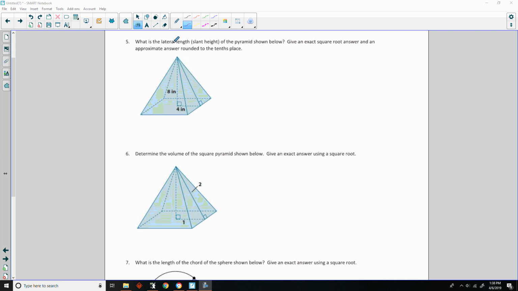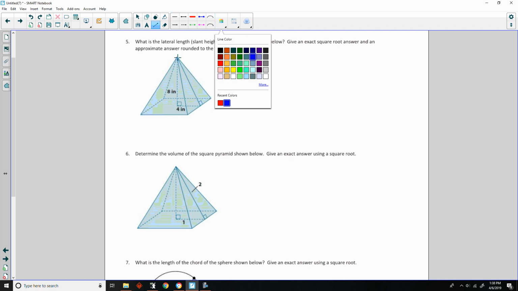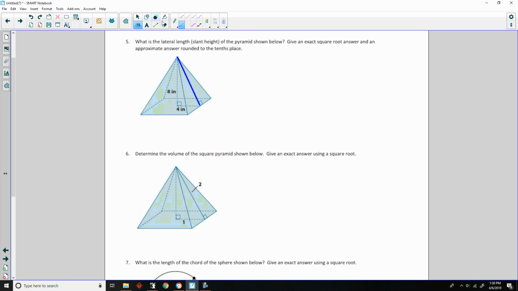Number 5, what is the lateral length, slant height of the pyramid shown below? Okay, so first I'm going to label this so you know what part we're looking for. It is actually this length right here. That is our slant height L.